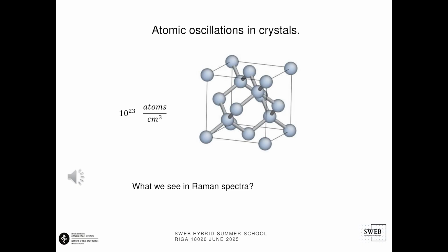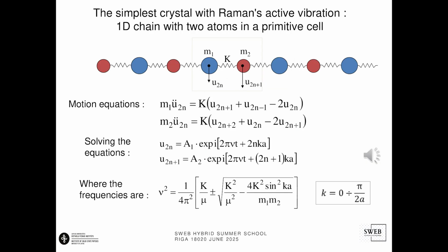In the case of solids, chemical bonds connect a huge number of atoms. There are approximately 10 to the 23rd power of atoms in 1 cubic centimeter of crystal. This corresponds to a huge amount of vibrations. Which vibrations can we see in Raman spectra? We choose a simple 2-atom linear chain model. Mathematical calculations give a formula for the vibration frequency, but here is a new parameter k, called the wave vector.